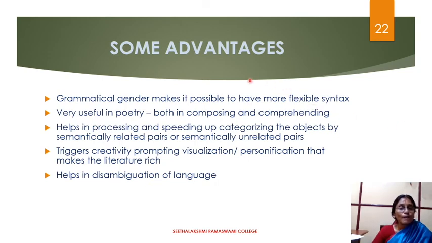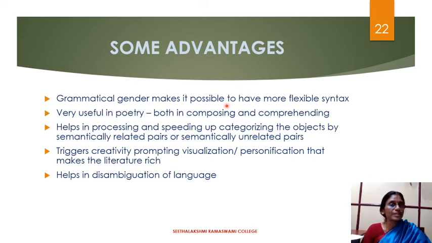So now we come to the advantages of having grammatical gender. If a language has grammatical gender, what are the advantages? Grammatical gender gives more flexible syntax, because once we have grammatical gender, it is glued to the word at the end. So wherever the position of the word is shifted, no harm is caused to the meaning it conveys. There is no hard and fast rule that the word order should be strictly followed. So we have flexible syntax.